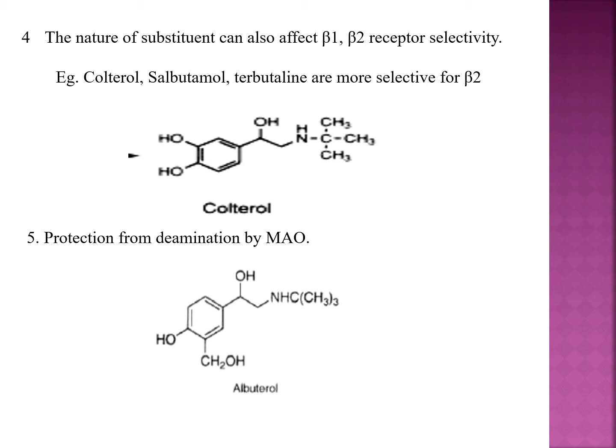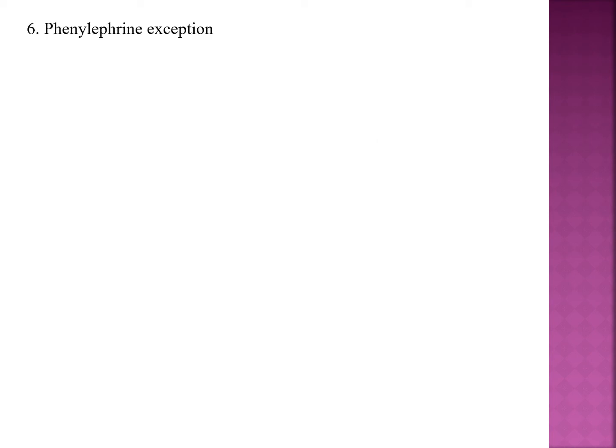Similarly, the next point is protection from deamination by the monoamine oxidase enzyme. The larger the substituent on the amino group, the more it protects the amino group from deamination by the MAO enzyme. For example, albuterol also has a bulkier amino substituent in addition to other substituents and has an effect on beta 2 receptors. Phenylephrine is a notable exception, which has a methyl substitution on nitrogen but almost favors alpha agonist activity.